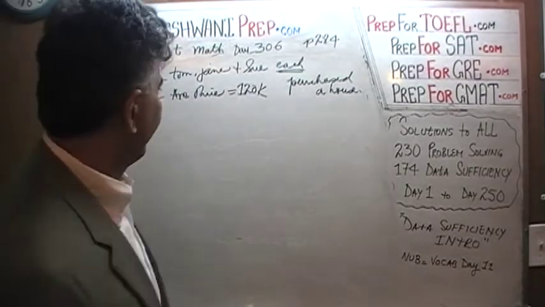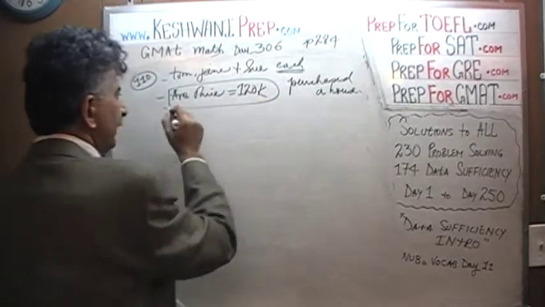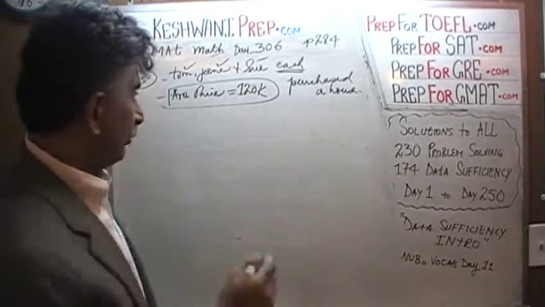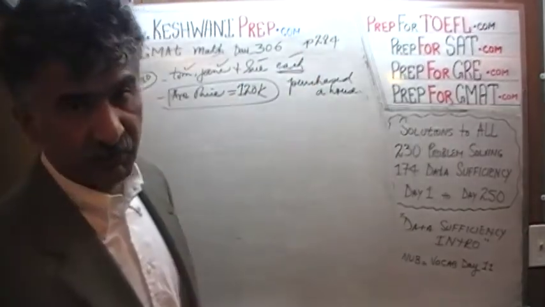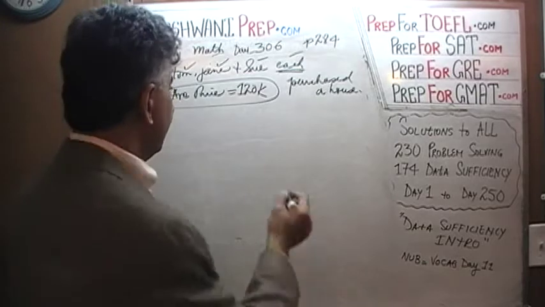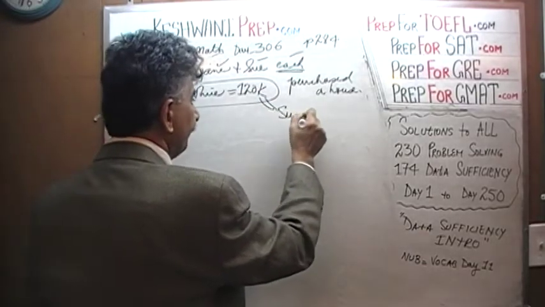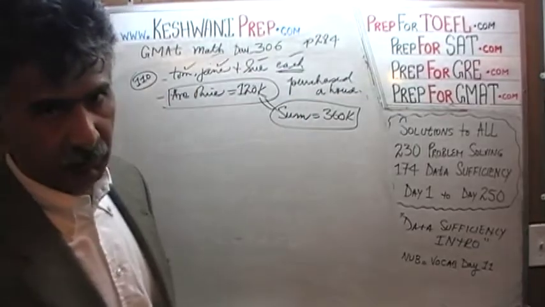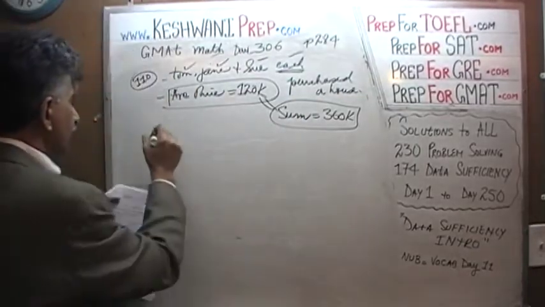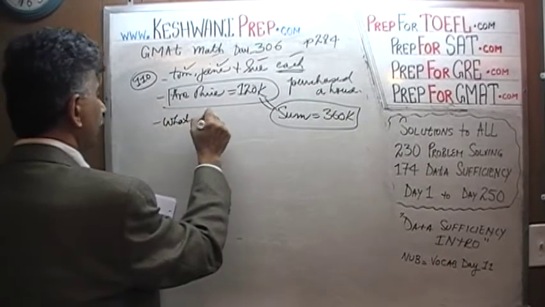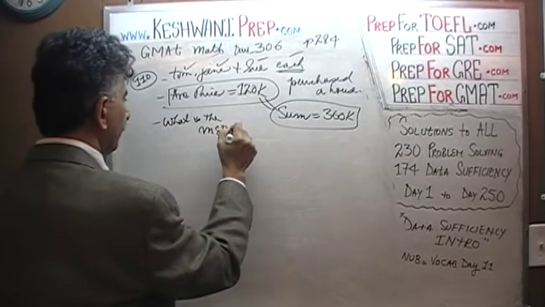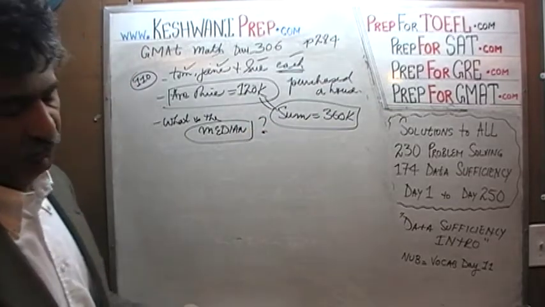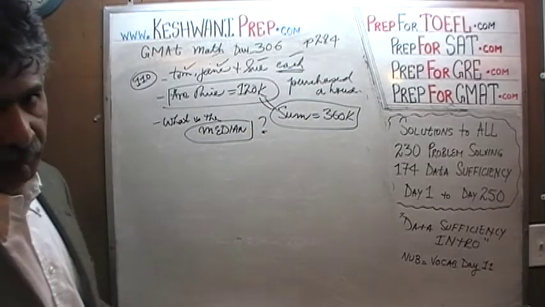What we can extract from the fact that the average price was 120,000, and since there are three people, Tom, Jane, and Sue, each purchasing a house, is that the sum must have been 360K. We're going to keep that in mind, okay? It will come in handy. The question is this: what is the median of their house prices? Let's see what they tell us, shall we?